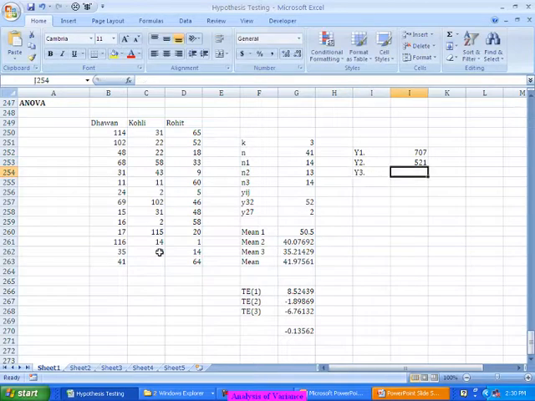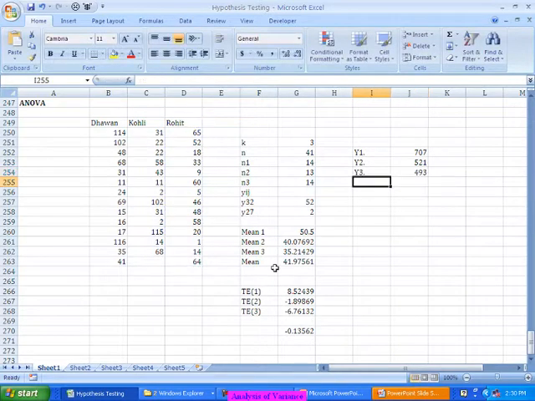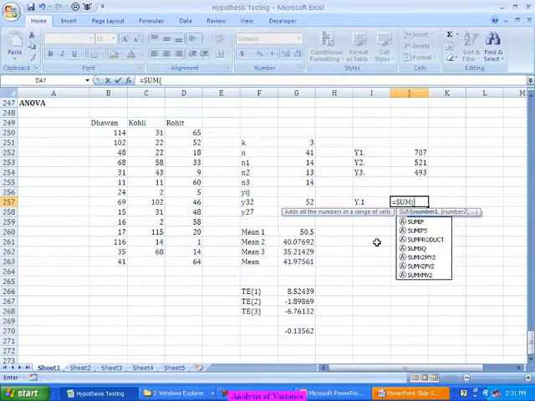And similarly, y3 dot also refers to the summation of the third treatment. All observations corresponding to the second and the third treatment. Similarly, if someone says y dot 1, it means the first instance of all the treatments, the summation of the first instance of all the treatments.